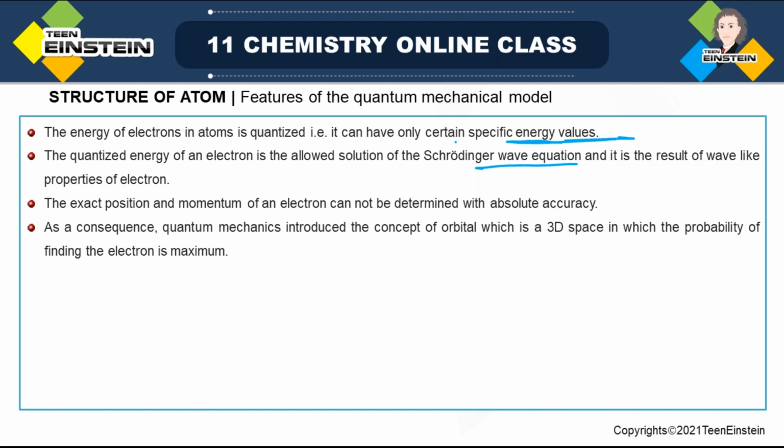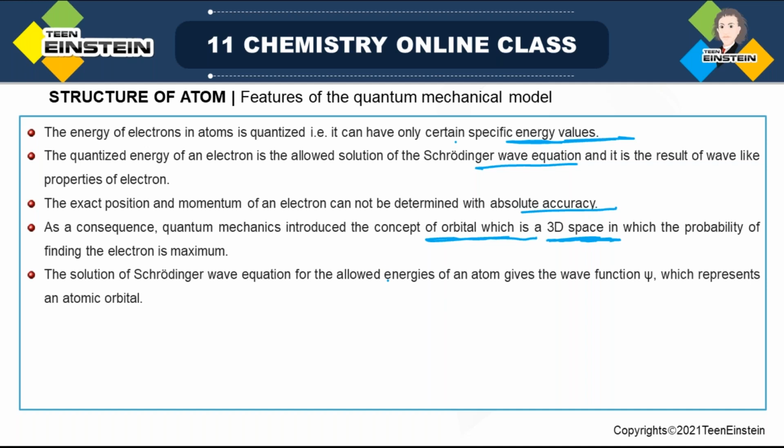The exact position and momentum of an electron cannot be determined with absolute accuracy, that you already know. And as a consequence, quantum mechanics introduced the concept of the orbital. The concept of orbit no longer exists. Now we have this new concept, which is the orbital, which is basically a three-dimensional space in which we can talk about the probability of finding the electron, that is, where the probability is maximum. That space in 3 dimensions is actually the orbital. Okay.